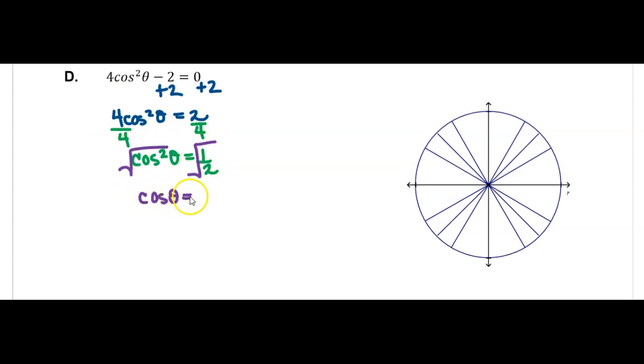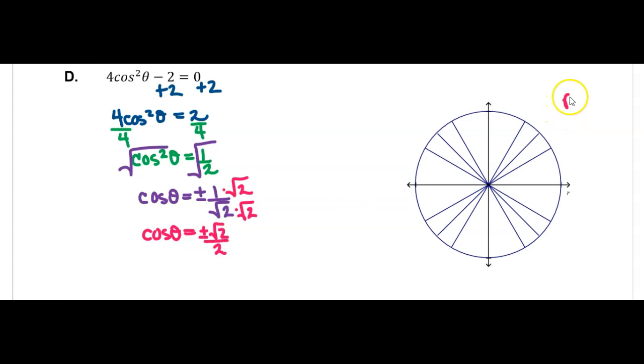Cosine theta equals, remember when we square root both sides of an equation, we have to have positive and negative. And we have the square root of 1, which is 1, over the square root of 2. So at this point, we need to rationalize our denominator. Multiply by root 2 over root 2. So we end up with cosine theta equals positive and negative square root of 2 over 2.